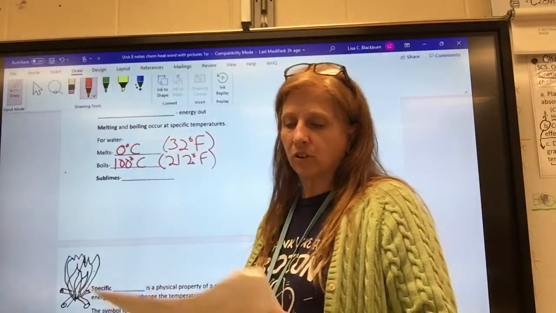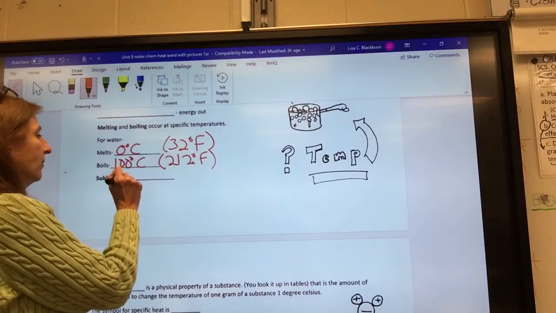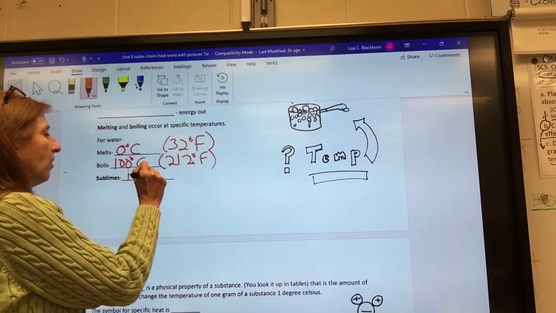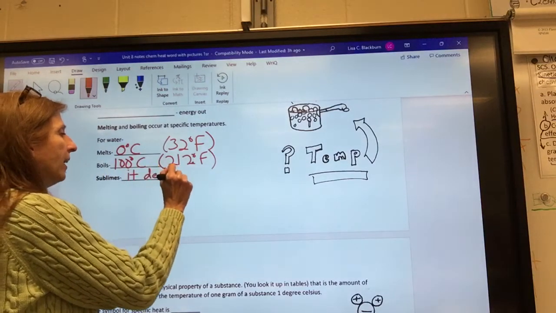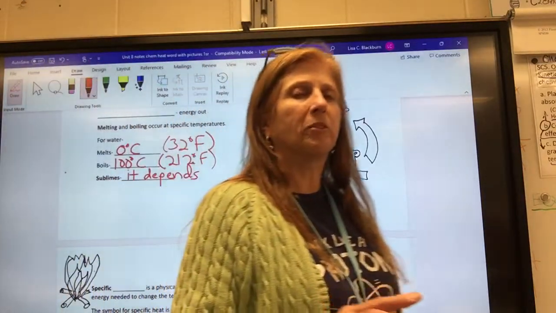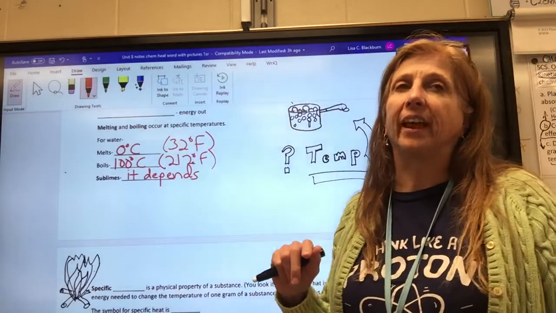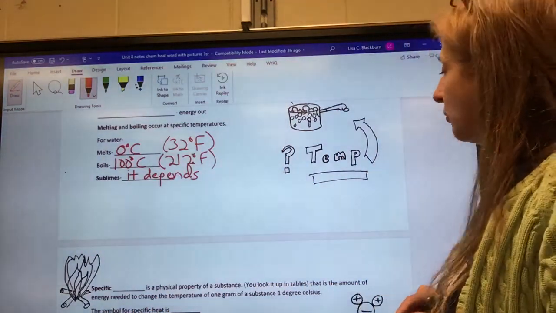So at what temperature does subliming happen? It depends. It depends on the pressure, and it also depends on the dryness of the air. If the air's real dry, it's almost like it sucks the water molecules straight from the ice into the air. So tragic having to go to school that day.